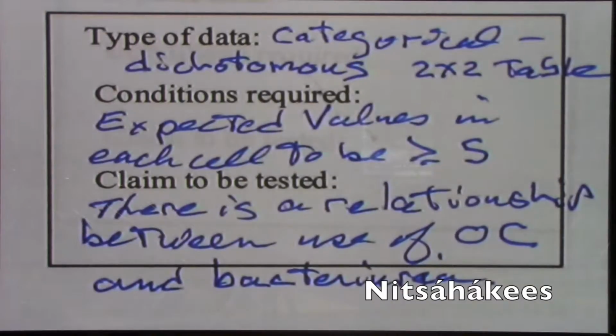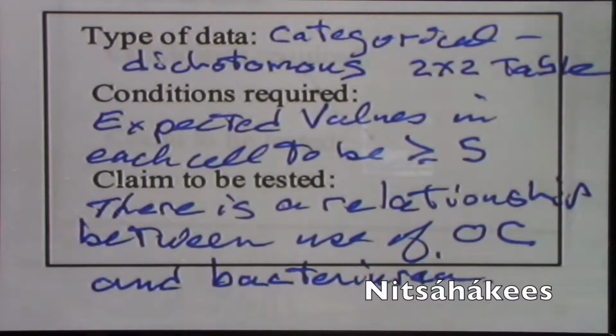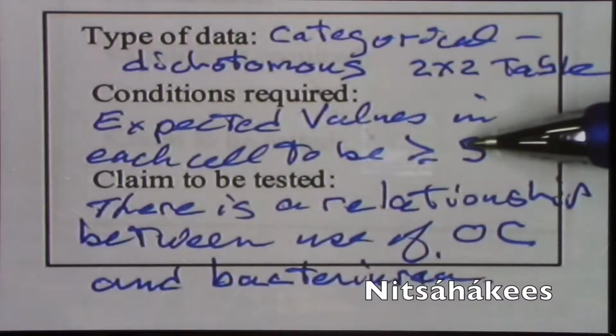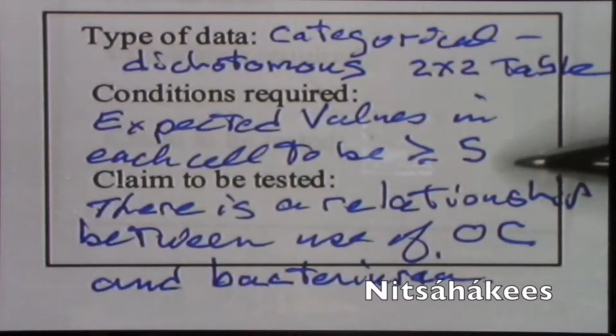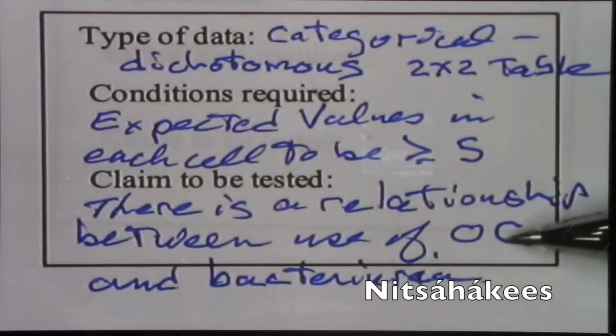Okay, all right, so those are the things to identify in your thinking: that we know it's a cohort, we have exposure and outcome that are dichotomous, two values each, so we'll put it in our comfortable two-way table that we're so used to. We need to check to make sure the expected values in each cell are 5 or more. And the claim we're testing is that there is a relationship between the exposure of use of oral contraceptives and getting this infection called bacteriuria.